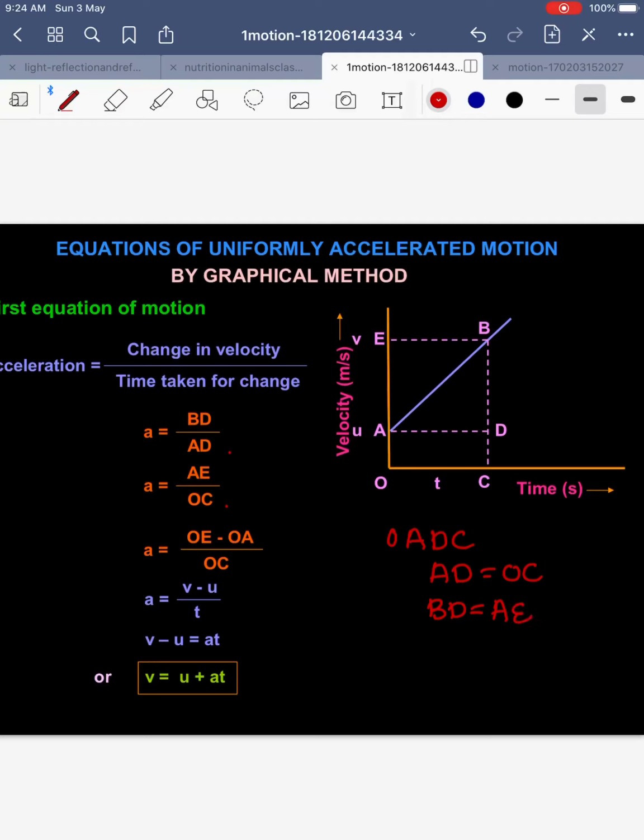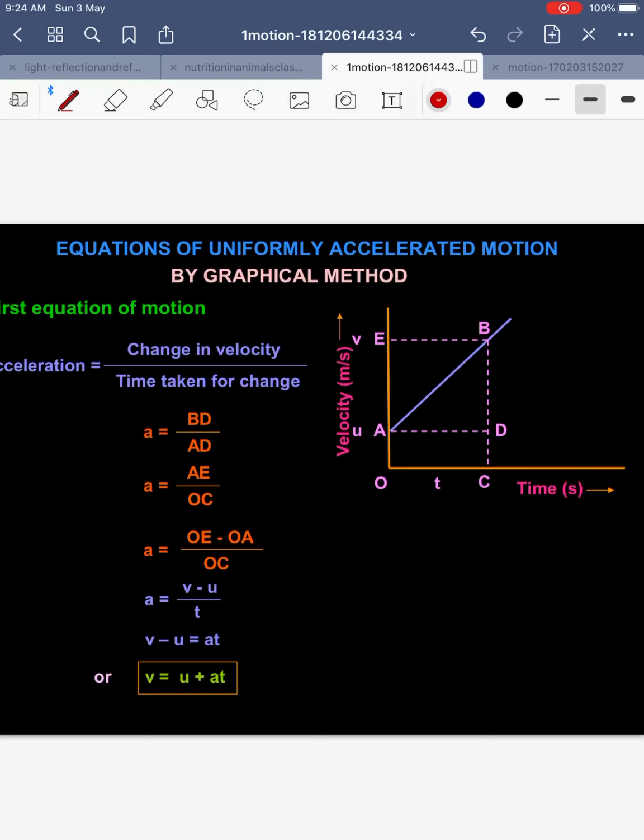again AEBD, that is also a rectangle, so the opposite sides will be equal. So in place of BD we can write AE. Okay, these are the two changes which we have done here. In place of AD I have written OC, and in place of BD I have written AE.